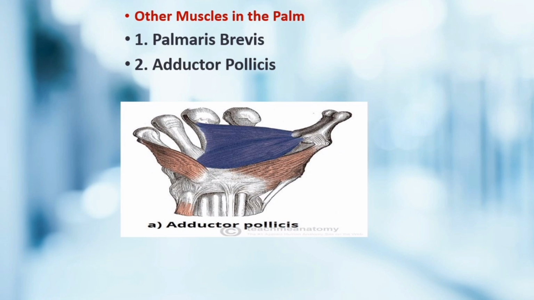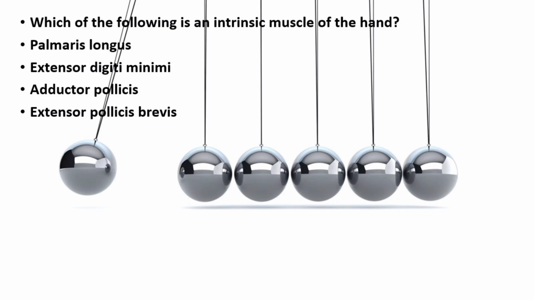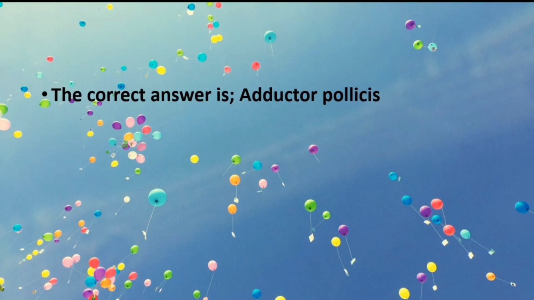Innervation: ulnar nerve. Quiz. Which of the following is an intrinsic muscle of the hand? Palmaris longus. Extensor digiti minimi. Adductor pollicis. Extensor pollicis brevis. The correct answer is adductor pollicis.